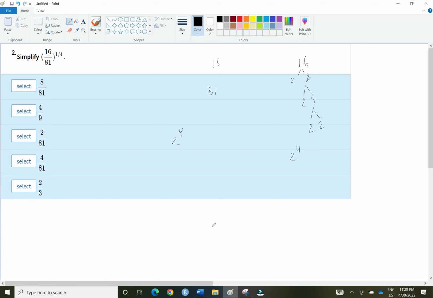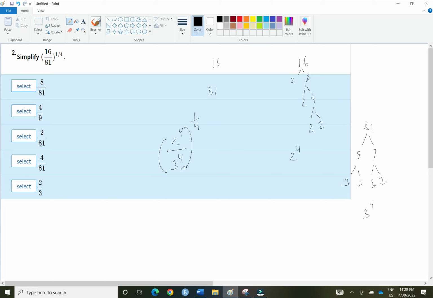Same thing with 81. If we look at 81, 81 is the same thing as 9 times 9, and 9 is the same thing as 3 times 3. So if you look at that, it's actually 3 times 3 times 3 times 3 equals 81, or 3 to the 4th power. So you've got 2 to the 4th power over 3 to the 4th power, all taken to the 4th root. Okay, so now what you see is you have 4th power, 4th root.